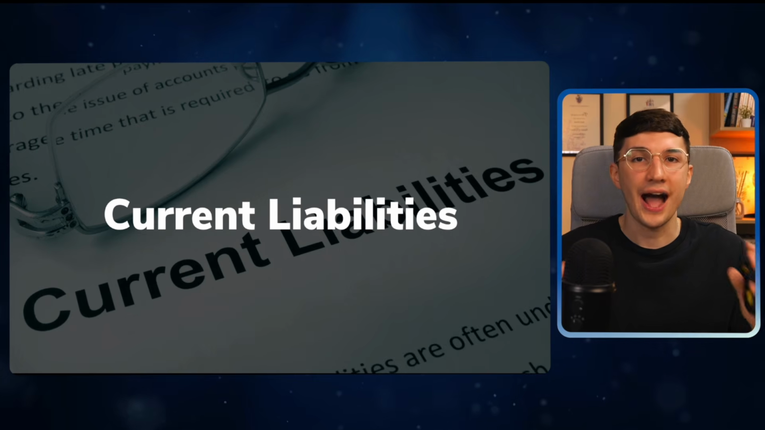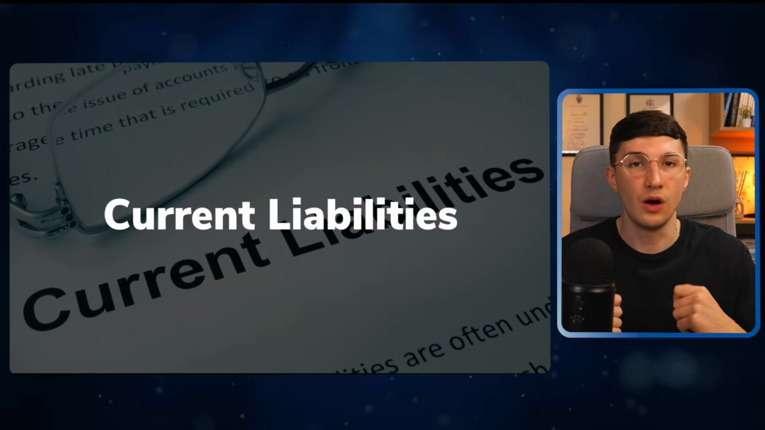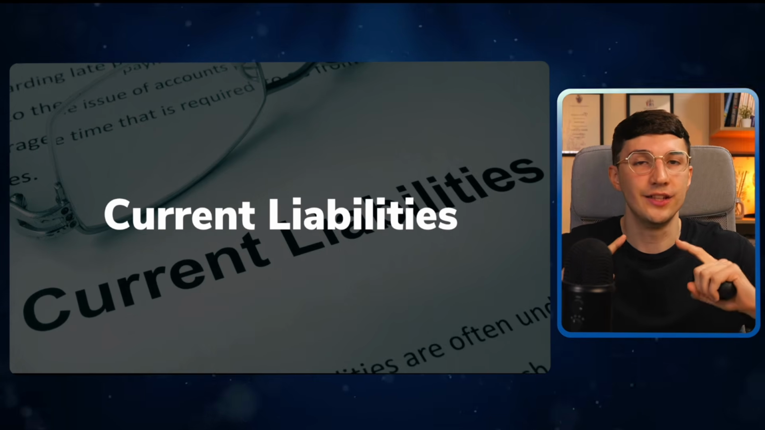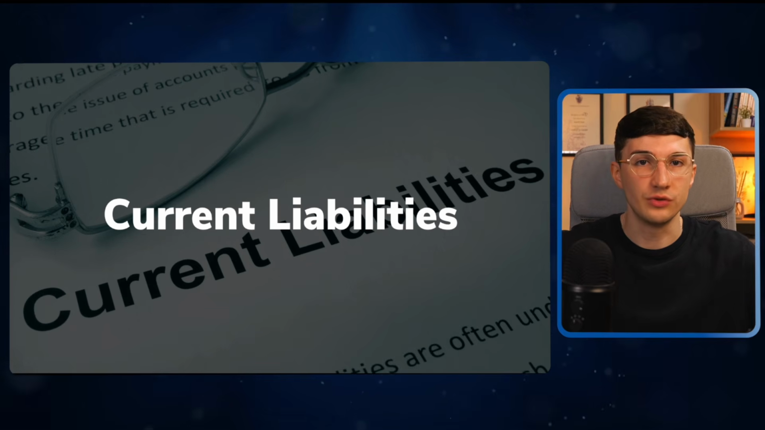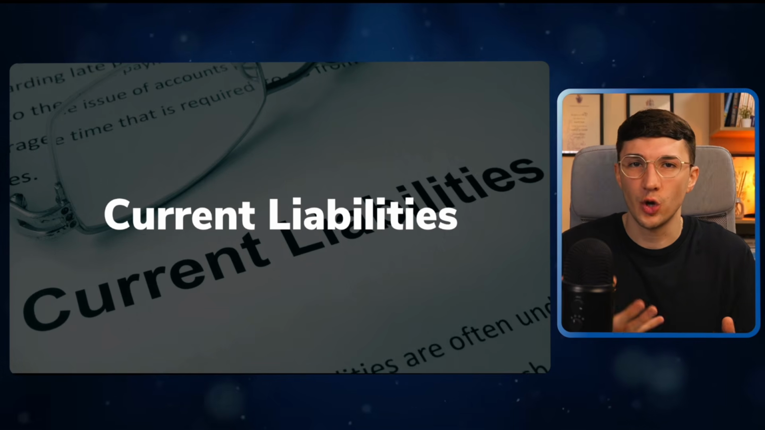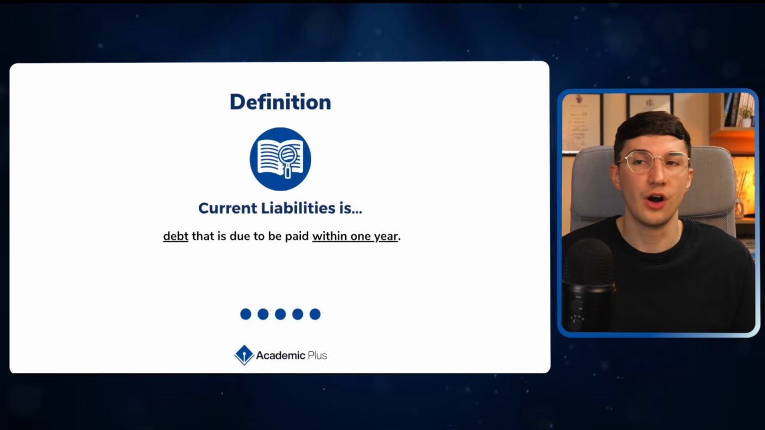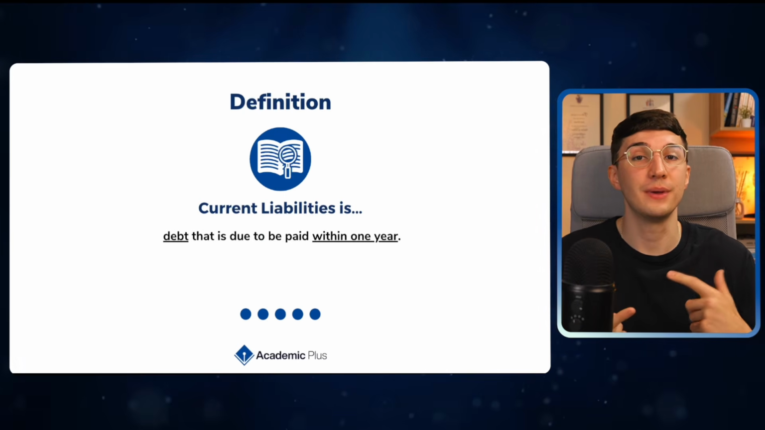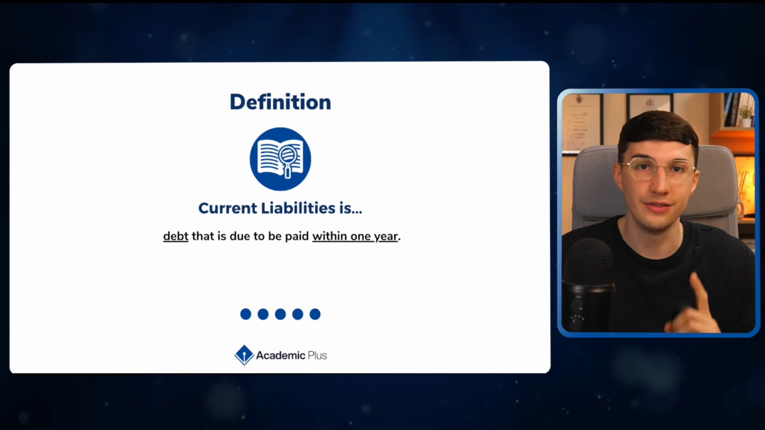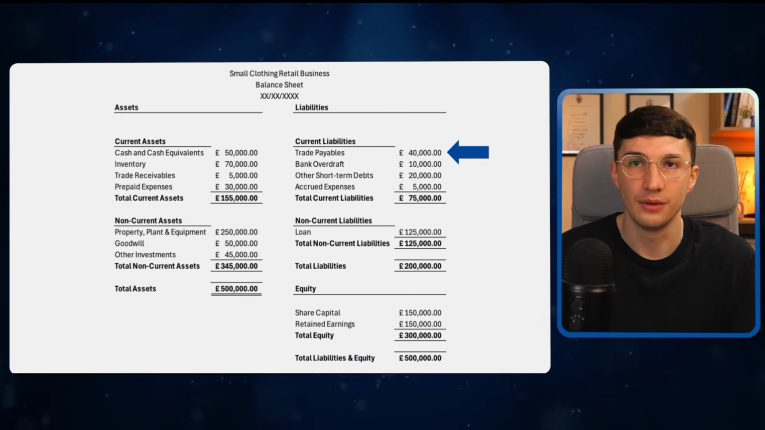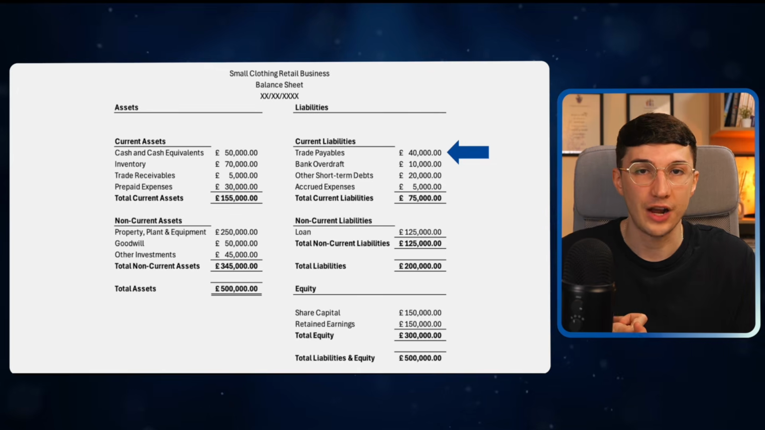Now remember, assets are the items the business owns. Liabilities is the debt the business owes. And remember when we talked about current, within 12 months. So all current liabilities is any debt that the business is due to pay within the next 12 months, within the next year. So some examples could be trade payables.